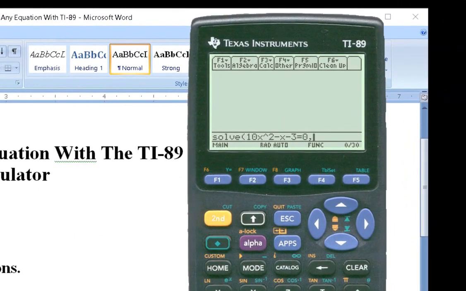Most of the time it's going to be x, but you do have the option to use y, z, or t, or other variables. Okay, so x, close parentheses, and hit enter. And right here you get the solution.